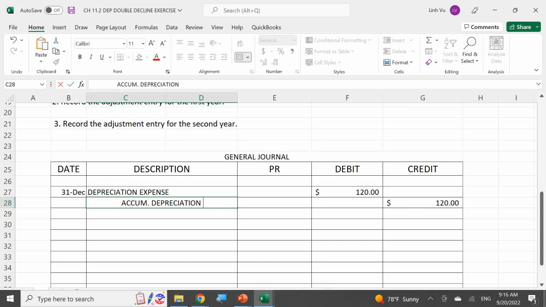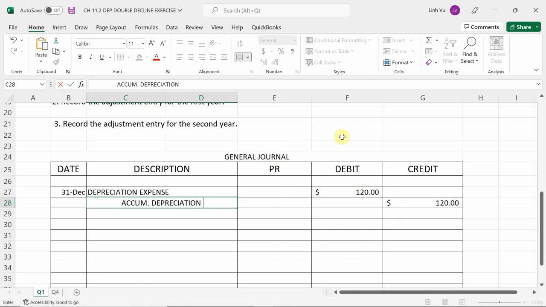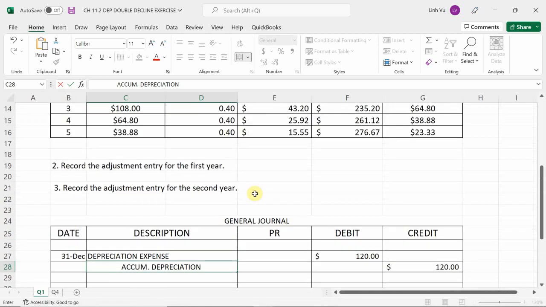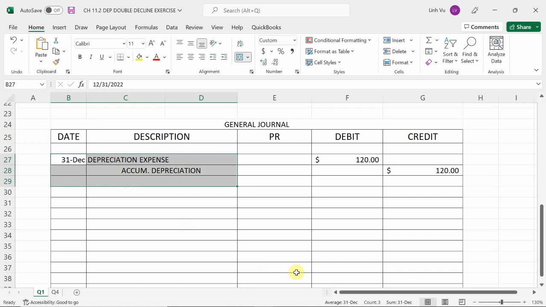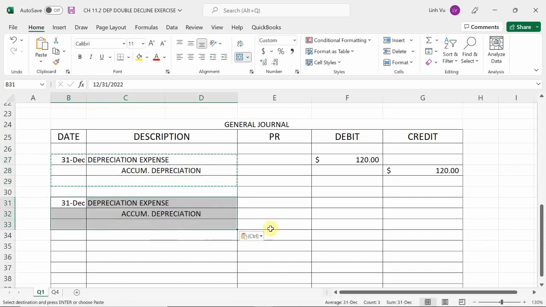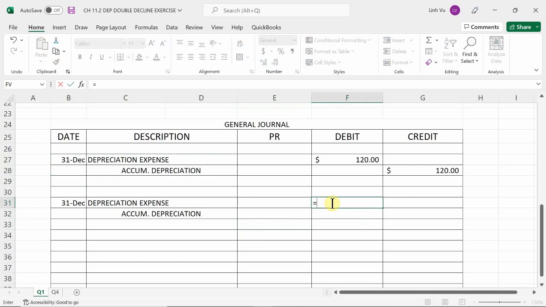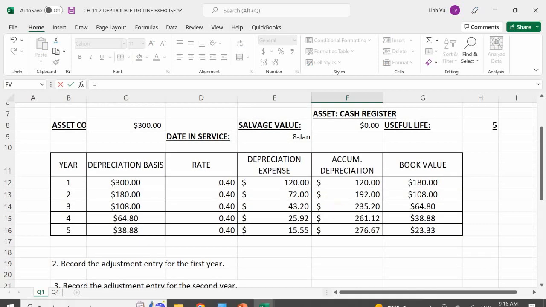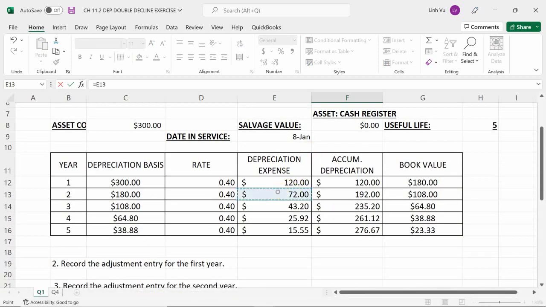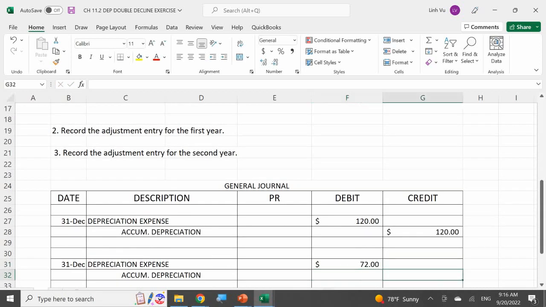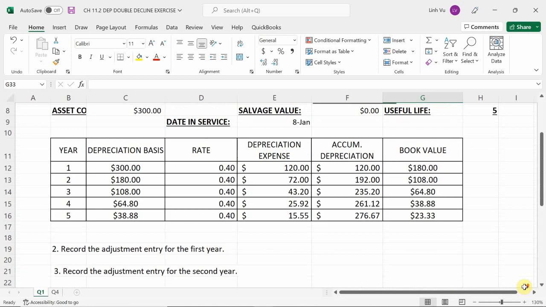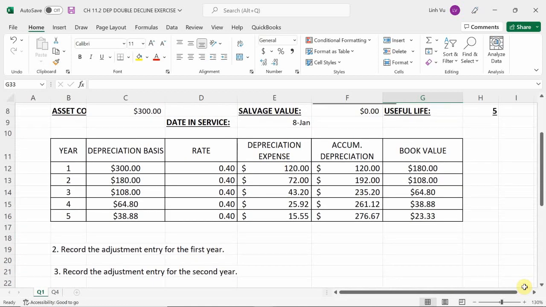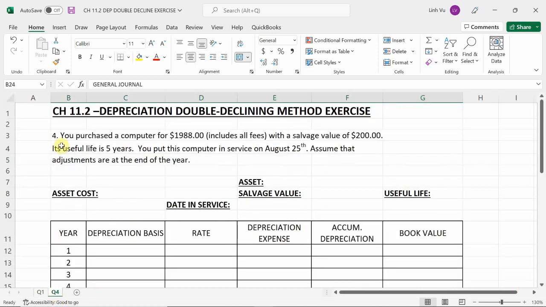How do I journalize my adjustment entry for the second year? It would be depreciation expense. Good. For how much? $72. Yep. We'd depreciate it for $72 the second year. Okay. Good. Any questions so far? No. All right, let's go ahead and do the second exercise here.